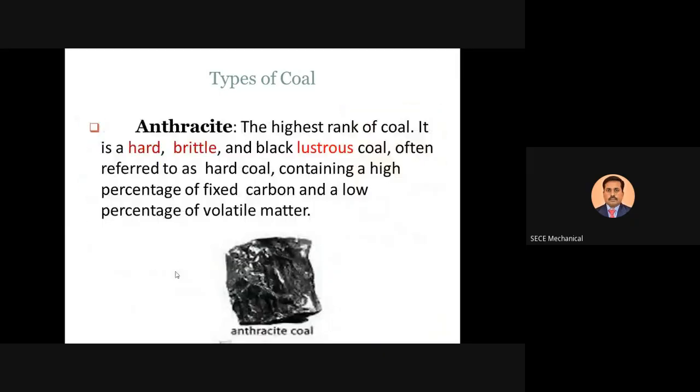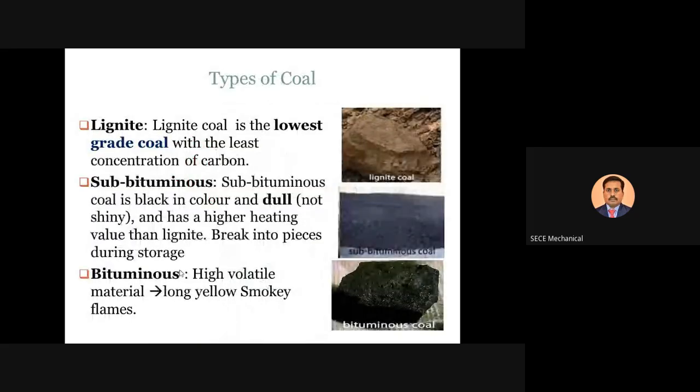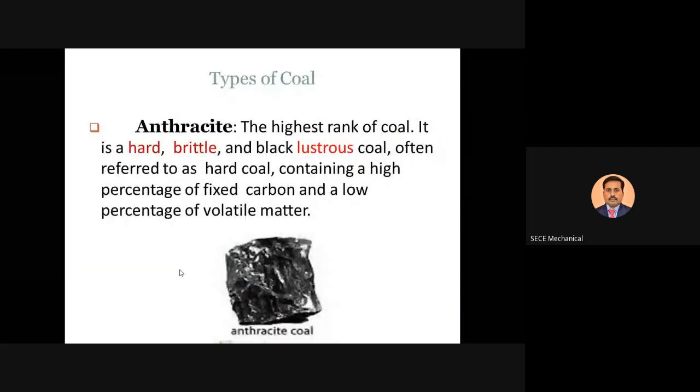If you see the previous type of coal, bituminous coal is a high volatile material. So that's why we do not mostly focus on this type of coal. But if you go with anthracite coal, it has a low percentage of volatile matter and also high carbon. That's why most coal-based thermal power plants focus on anthracite type of coal.